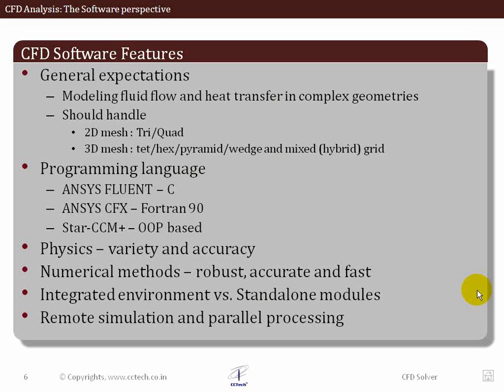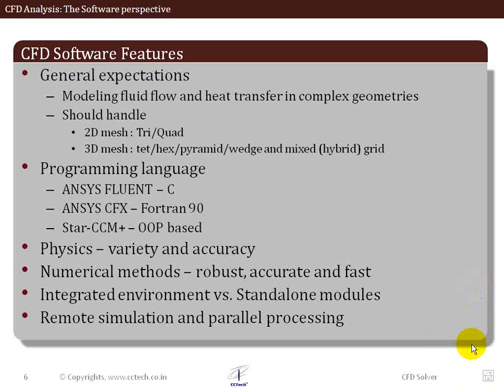So after having known the architecture, let's have a look at what are the features most of the CFD packages have to offer nowadays. So usually we are looking for any given software to be able to handle a variety of mesh types and mesh sizes. So it should be able to handle mesh like a 2D mesh or a 3D mesh. This is the general expectation we have. Another expectation we have is that we should be able to at least model fluid flow and heat transfer in any complex geometry.